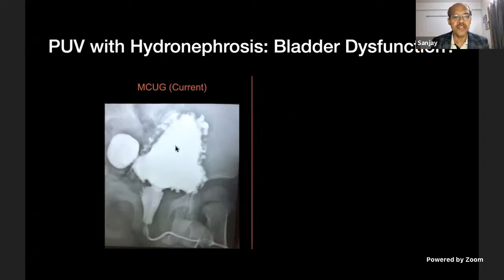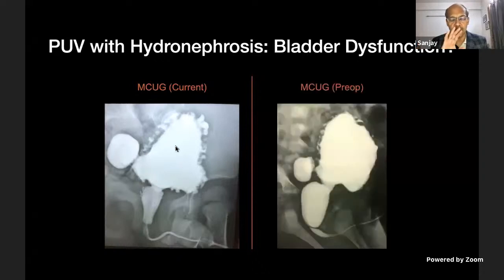Look at the MCUG, which is the current MCUG of this patient, and match it up with the pre-op MCUG. Although this looks bad in terms of the urethra, this urethral dilatation is much lesser than the urethral dilatation pre-op. This patient has a good voiding stream. So this patient who is voiding well shows improvement in urethral morphology, but shows deterioration in bladder morphology.